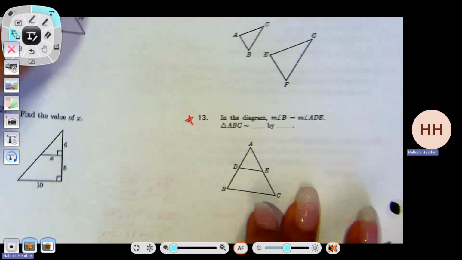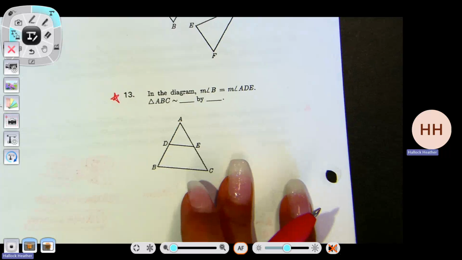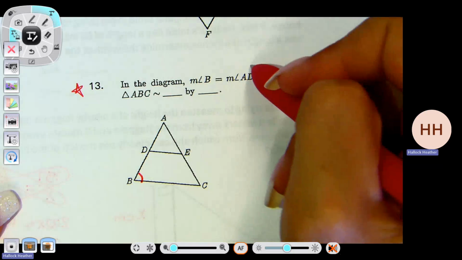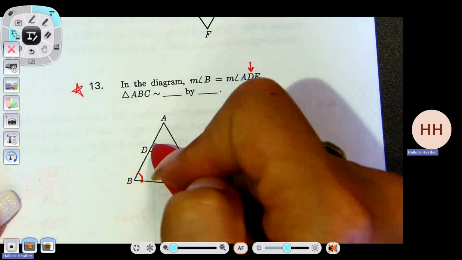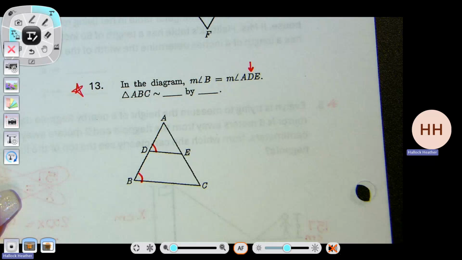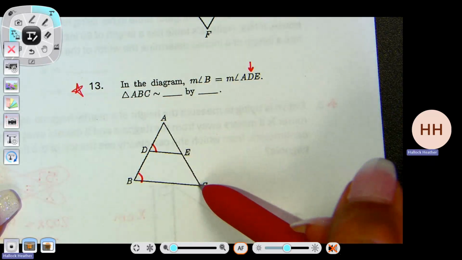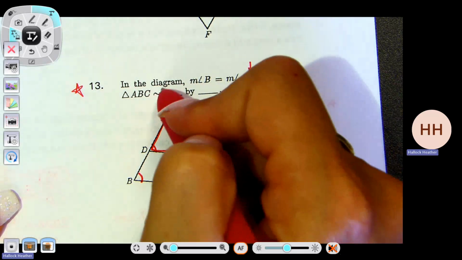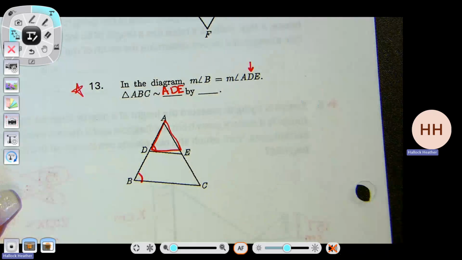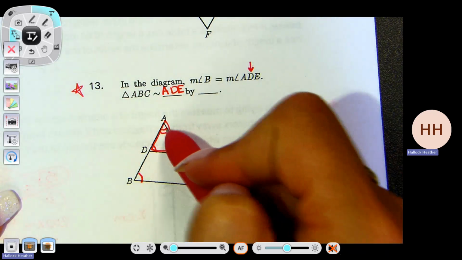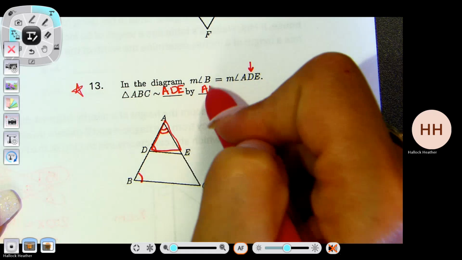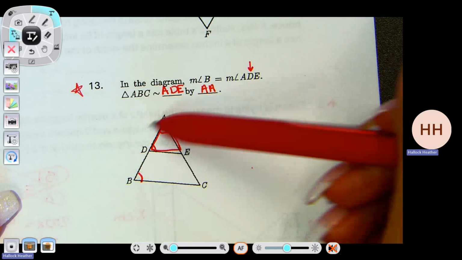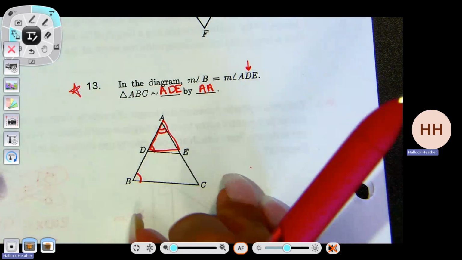13 says in the diagram, the measure of angle B is equal to ADE. So when they use 3 letters, it's really just the middle. So angle D and B are equal. So ABC is similar to ADE. It's the smaller one inside the big one. And this is by angle because they both share angle A. So you have those 3 things: you have side, angle, side. These are just angles. 2 angles are congruent, so angle-angle theorem.